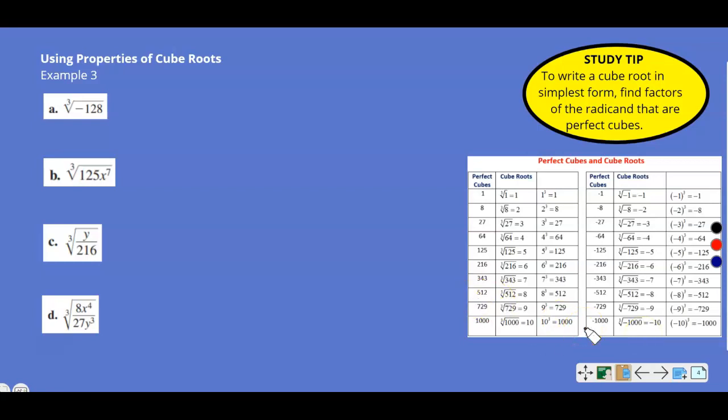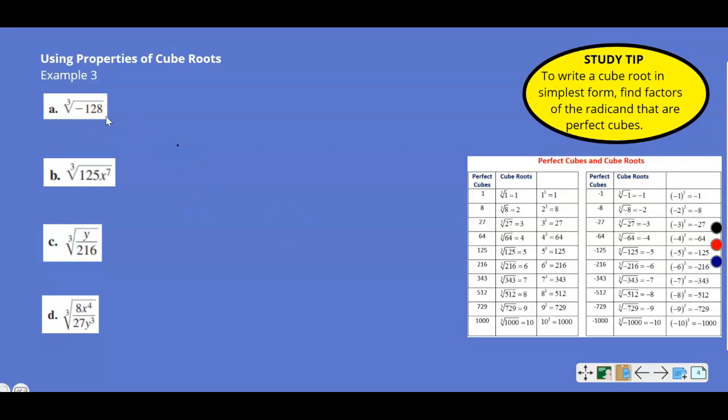A part says the cube root of negative 128. So I need a perfect cube. This is not a perfect cube, but if I look down through here, I can see that 64 times 2 is 128. I'm just scanning these numbers. These are all perfect cubes, and 128 is not in this list. 125 is. But I can determine that 64 goes into negative 128 twice.